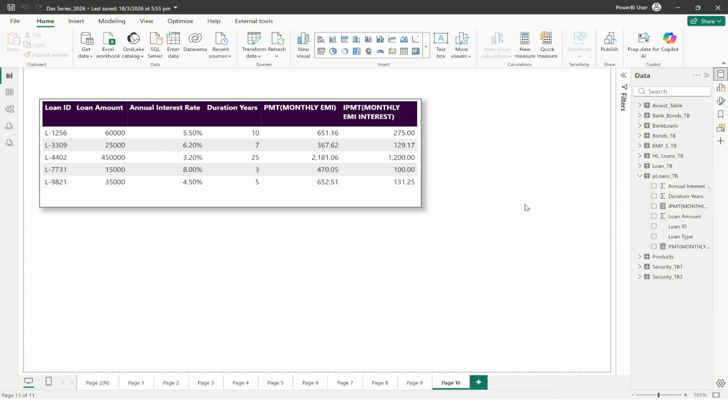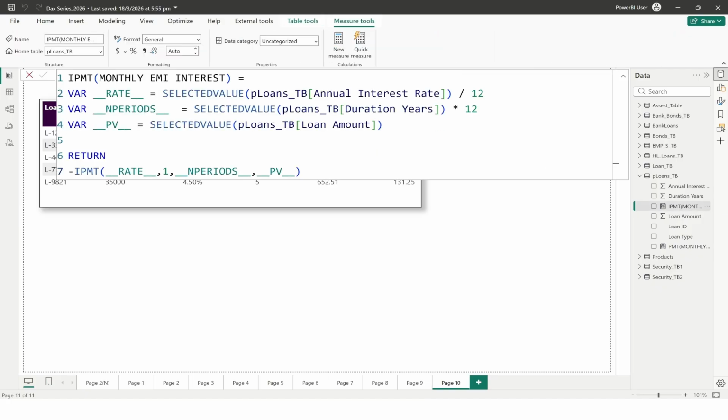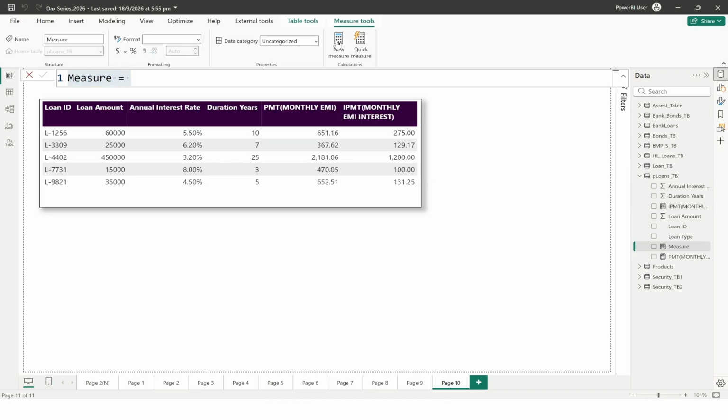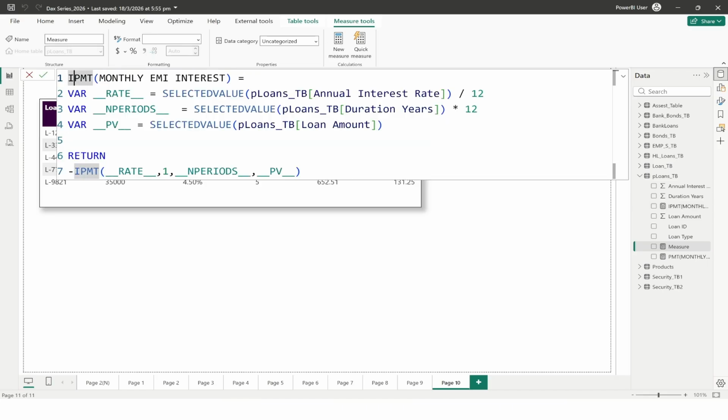Perfect. All right. Now let's go and calculate this time the principal EMI amount. So for that, let me take a copy of this. In the interest of saving time, let me go to new measure. When you are creating, you can just write measure from scratch. Now this is principal payment. So monthly EMI principal amount, monthly EMI principal amount. So here what you need to do, let me keep the minus here.